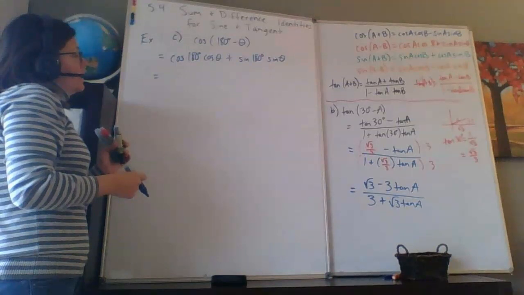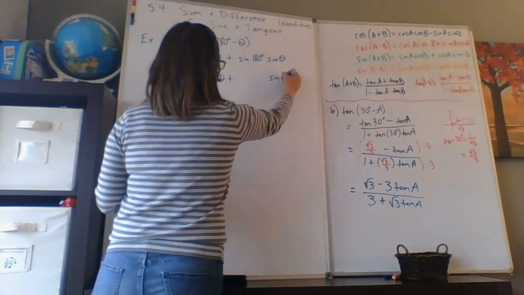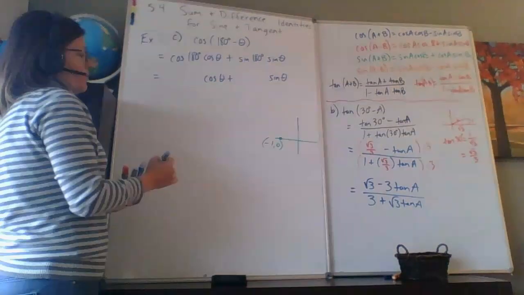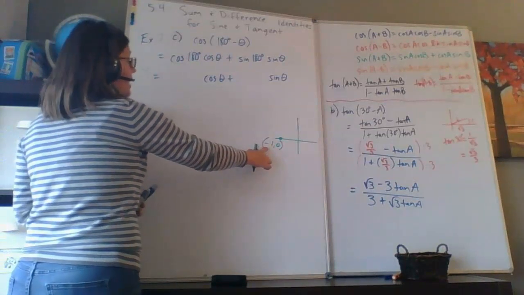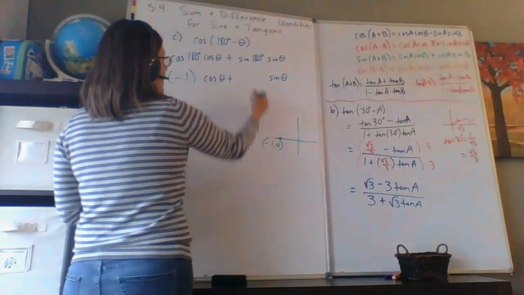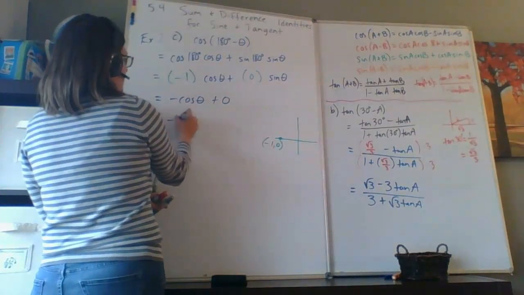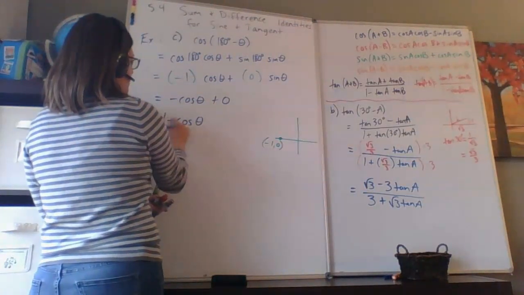We are able to find values for cosine and sine of 180 degrees, but not cosine theta or sine theta. 180 degrees is a quadrantal, so we'll go ahead and just write that as -1, 0. So our cosine is -1 and the sine is 0. -1 times cosine is negative cosine theta, but 0 times sine is 0. So our final answer is just negative cosine theta.